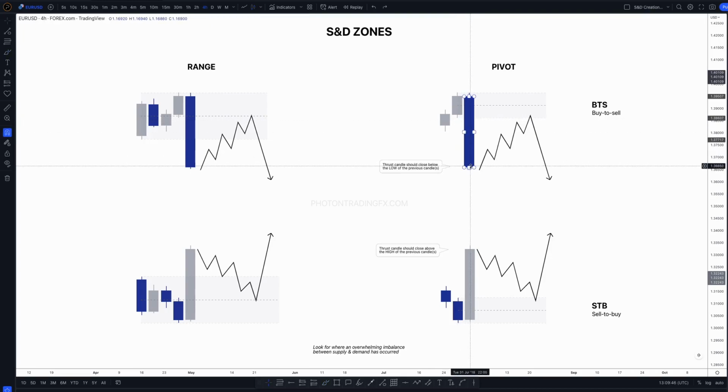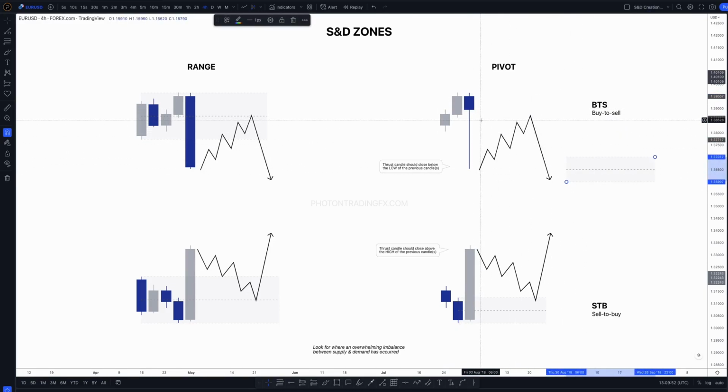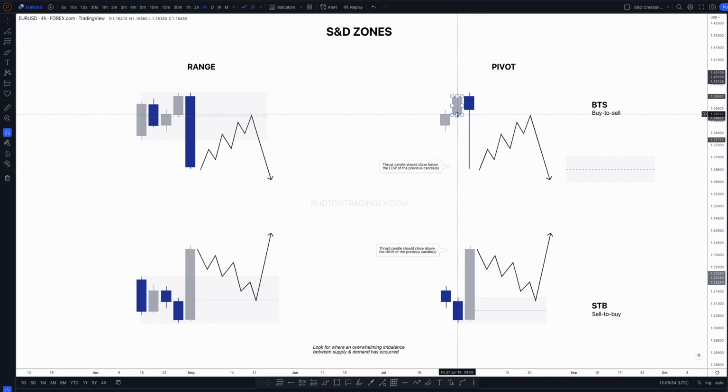Okay, so if you had an instance, this is going to look a bit weird, but if you had something like that, which can happen, I would not draw on that supply zone. That's not valid supply. This only becomes valid supply once this closes. It literally has to close there. If it closes there, that's valid, right? And now I can draw my zone on from the high of the bullish candle to the low, because this just about closes below the low. So that's valid supply, okay?